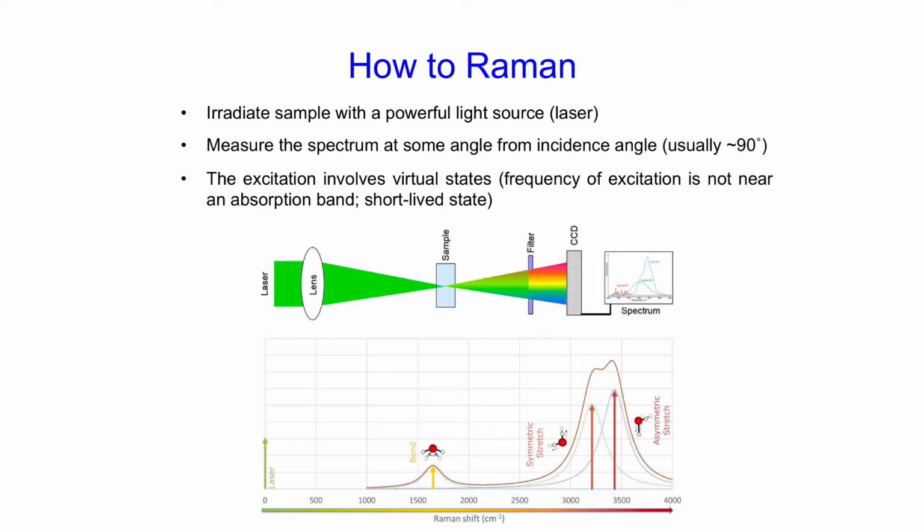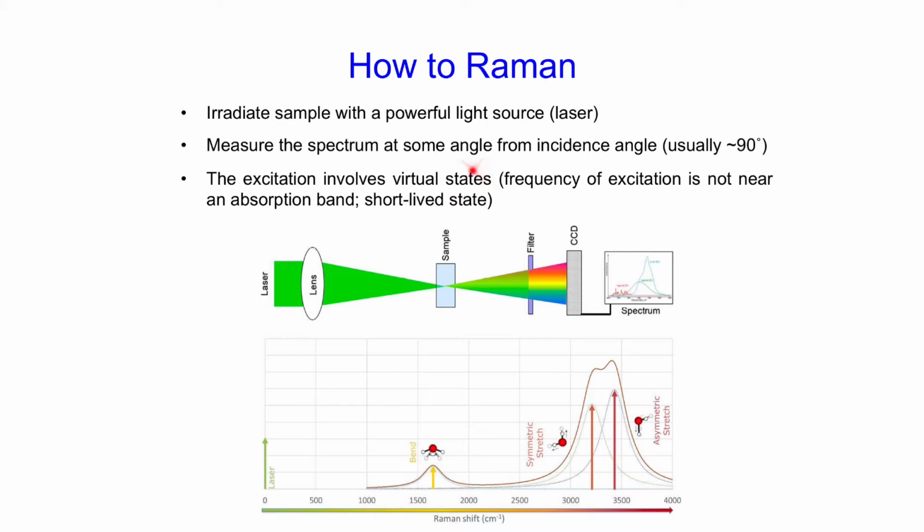You also will measure your spectrum usually at some angle from your incidence input. Usually we detect at about 90 degrees. That just limits the overwhelming signal coming from your input laser light. And the other thing that you will do is to choose an excitation wavelength that does not sit at one of the absorption frequencies for your molecule.